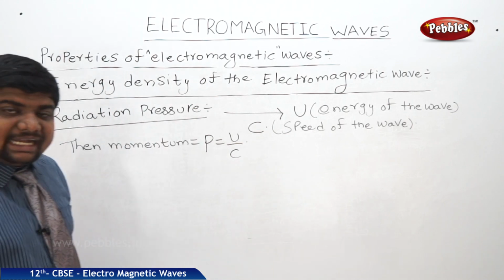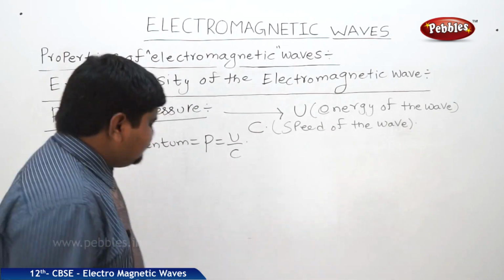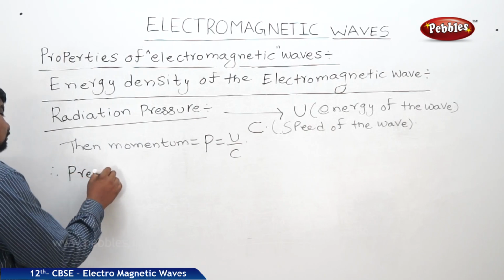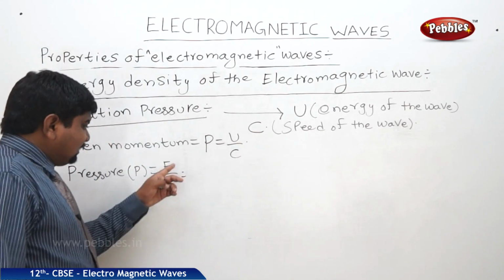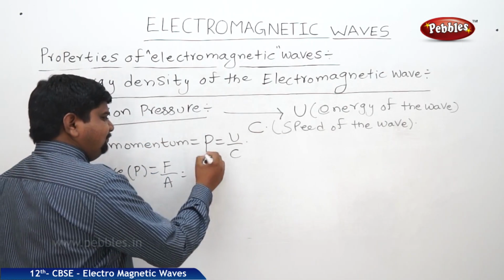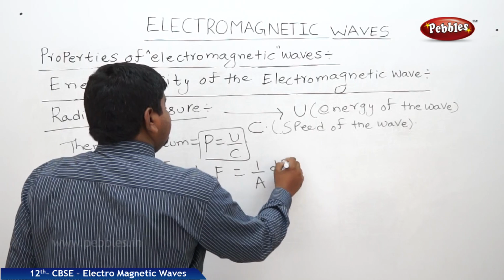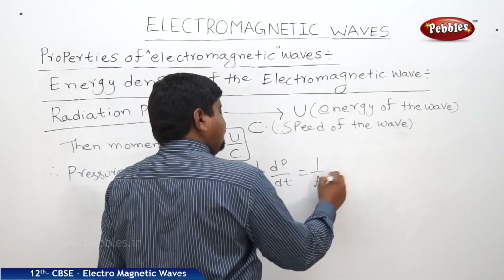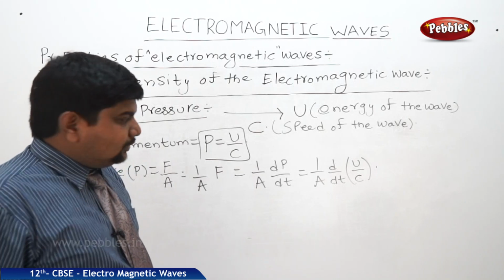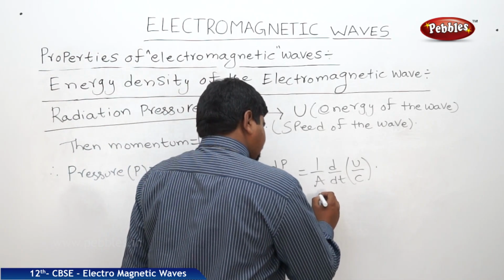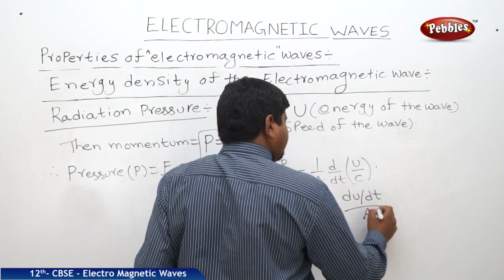Now P is equal to U by C. What is pressure? Force acting on unit surface area of the body. Here it may be a reflector or transmitter; we will discuss this also at the end. So pressure is P is equal to F by A. But what is F? dP by dt. Already P is U by C. Therefore, 1 by A into F, that is equal to 1 by A into dP by dt, that is equal to 1 by A into d by dt of U by C. With this expression we can say 1 by C into dU by dt by A.